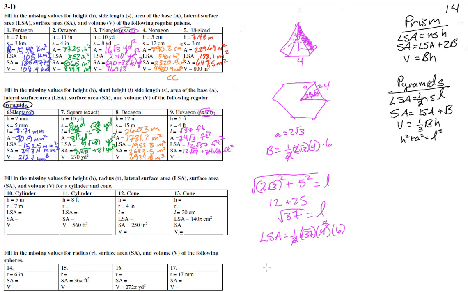Okay, and the volume. The volume is going to be the base times the height, all divided by 3 because we're in a pyramid. So the area of the base, which is 24 square roots of 3, times the height, which is 5, all divided by 3. So the 24 and the 3 cancel and get an 8, so we get 40 square roots of 3. And that is in feet cubed, cubic feet for volume. Okay, that's pyramids.